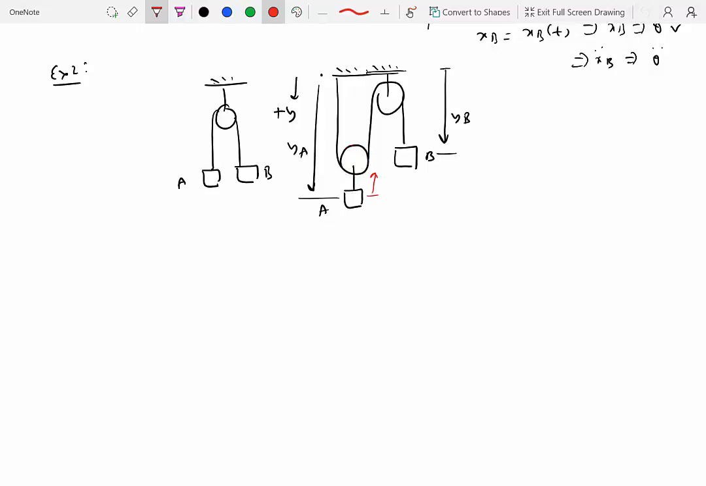Okay, one more time. Let me just erase this. I guess it has limited memory. All right. So what is the constraint over here?